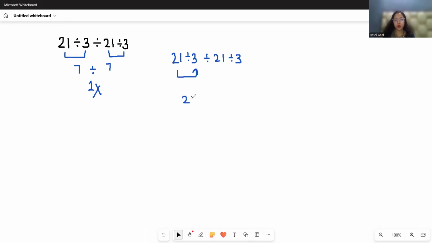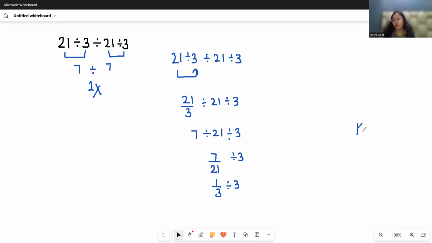When you have the same operation repeating itself, then you have to solve it two terms at a time. So here, 21 divided by 3, write the left out digits. 21 divided by 3 is 7, divided by 21 divided by 3. 7 divided by 21, we can write 7 by 21 divided by 3, which equals 1 by 3 divided by 3. Here what people do is cancel out the 3 with 3 and their answer is 1.